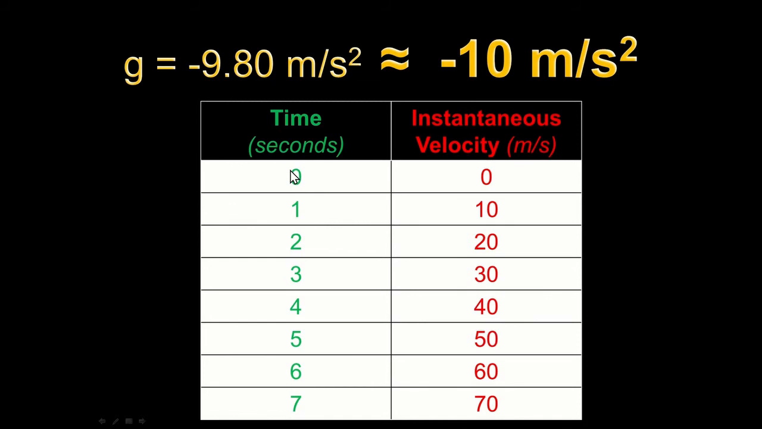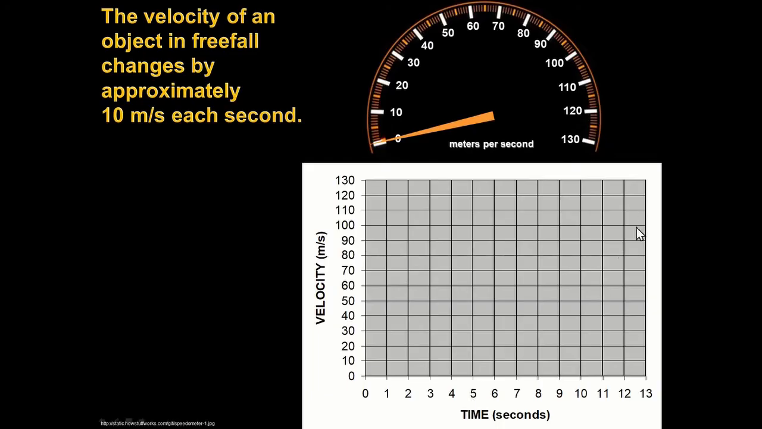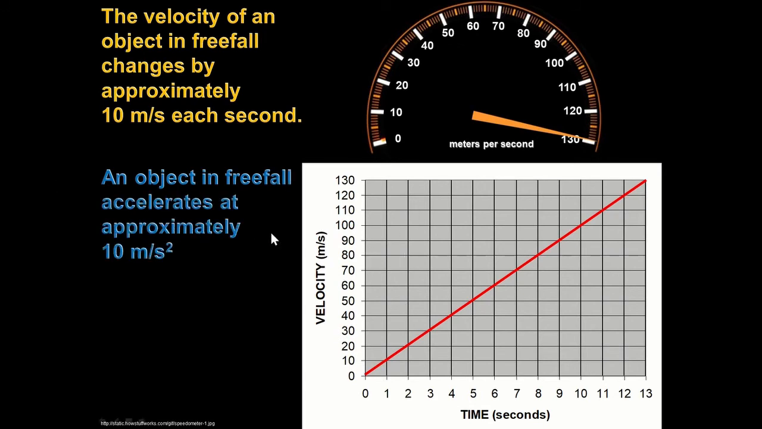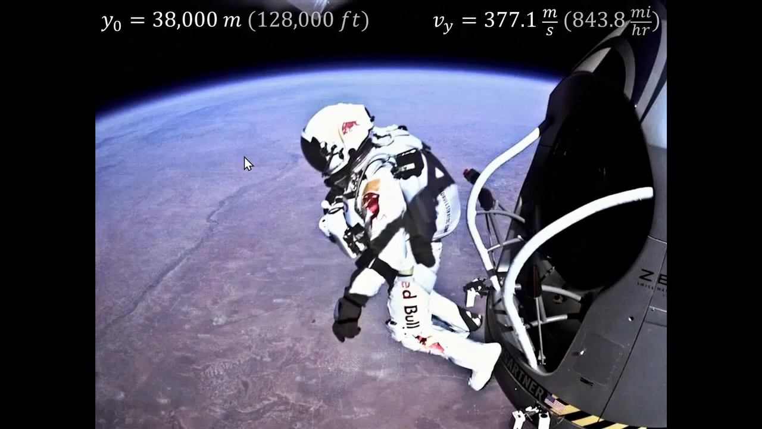So what that means is if we drop an object, and if it were in free fall, every second that goes by, it will change its velocity by 10 meters per second. So graphing velocity and time, we get a straight line, and the slope of that line gives us the acceleration. We can see that the slope remains constant, so it tells us that the acceleration is uniform. An object in free fall accelerates at approximately 10 meters per second squared.